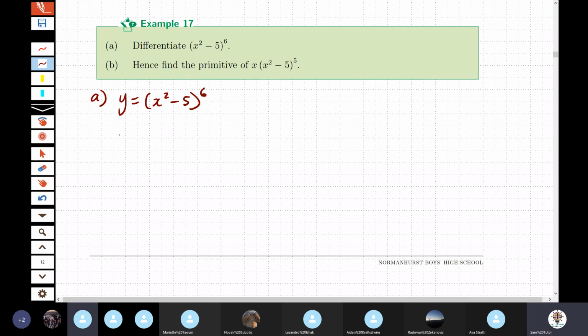Okay. Let's do it. So the first step you would do was you recreate it. So I got 12x bracket x squared minus 5 to the power of 5. Yeah, you've already finished it all off. 6, bring it down, x squared take away 5, power of 5, and then times by 2x, which becomes 12x. Beautiful. Okay, now, part B. Hence, find the primitive of this.